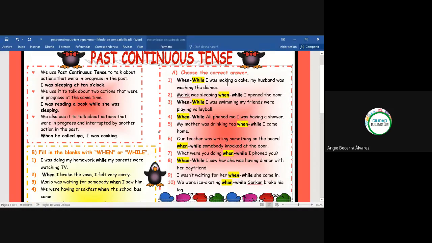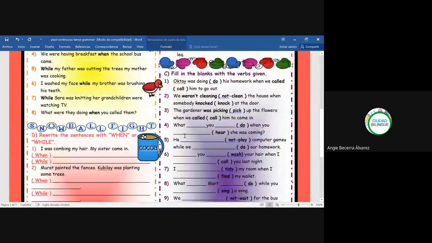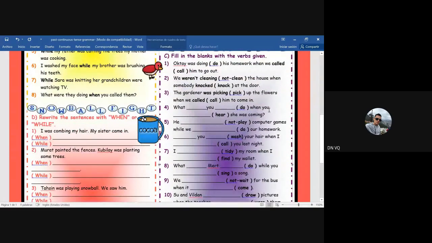Mientras yo estaba haciendo un pastel, ok, este es mientras y este es cuando, ok. Yes. Perfect. So now, Daniel, can you help me with this one, number four? Yes, what? Oh my God. What? This is a question, ok. And this is an interruption. Look at this. Yes, what did you do?